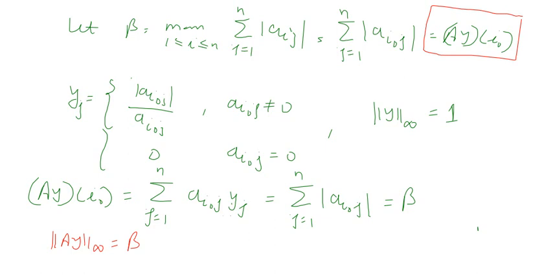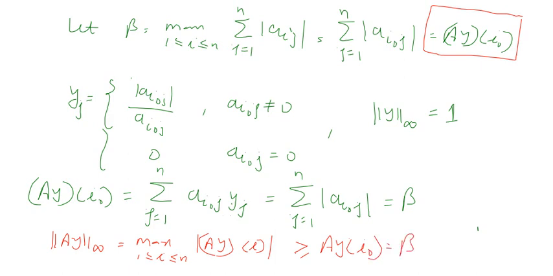So see, what is the norm of a y infinity? If I look at it clearly, that is equal to the maximum over 1 less than or equal to I less than or equal to n of mod of a y I. So this is certainly greater than or equal to mod of a y I naught, and that is equal to beta, right? So beta is less than or equal to the norm.